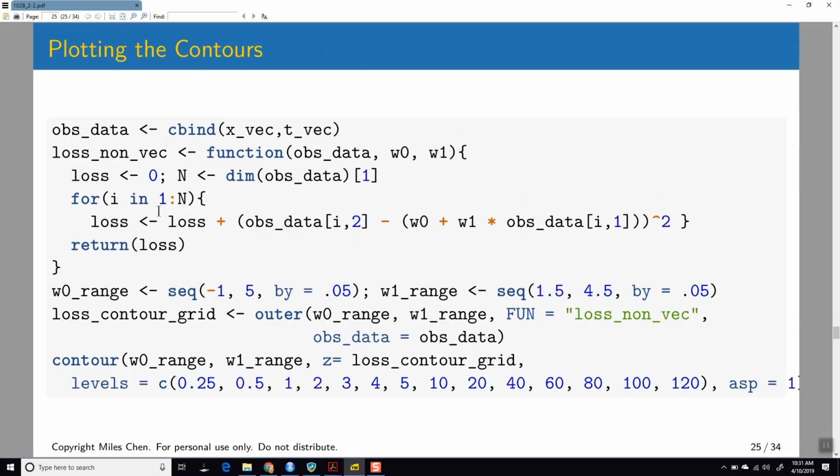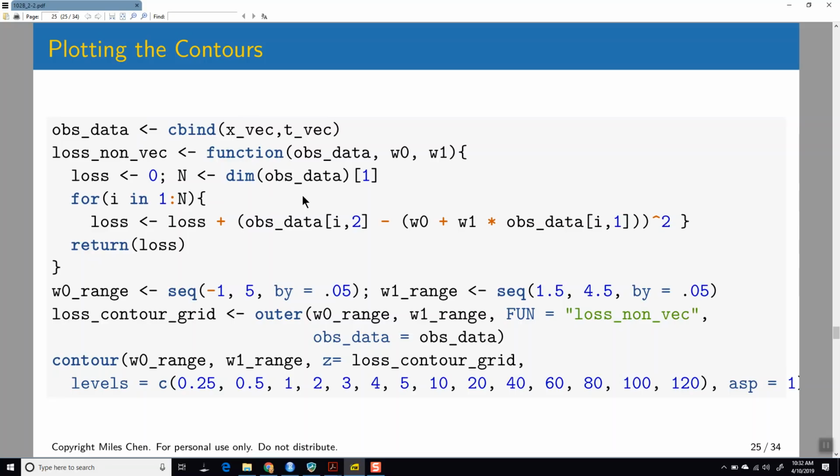And so here I've written a function to compute the loss vector or the loss function in a non-vectorized way. This is incredibly inefficient, but it just kind of shows how you can iterate through a sequence of data. Okay, so here I've got my observed data as a matrix where I've just did a c-bind of the x vector and the t vector.